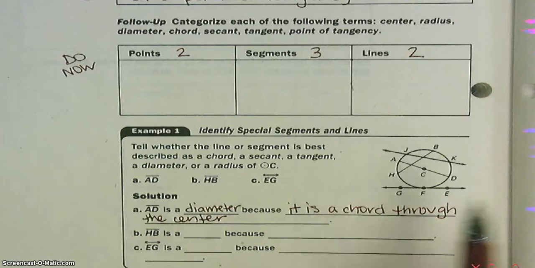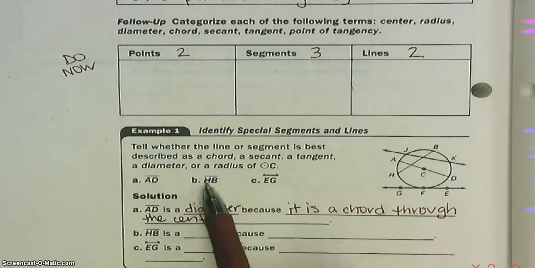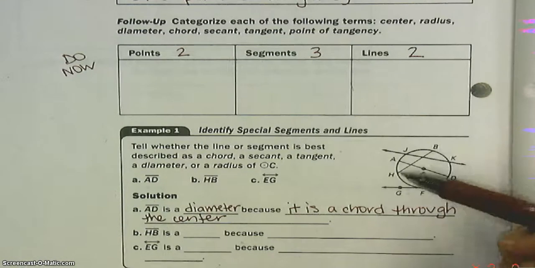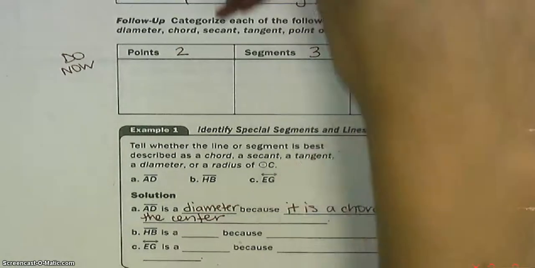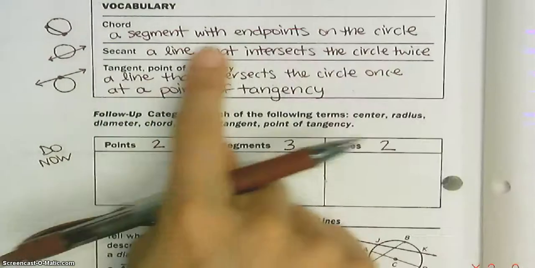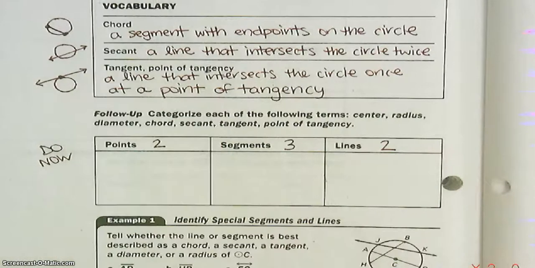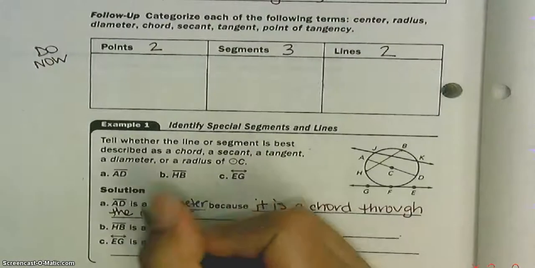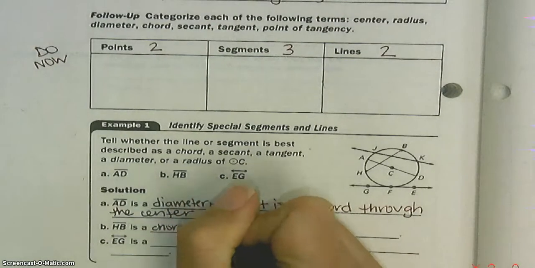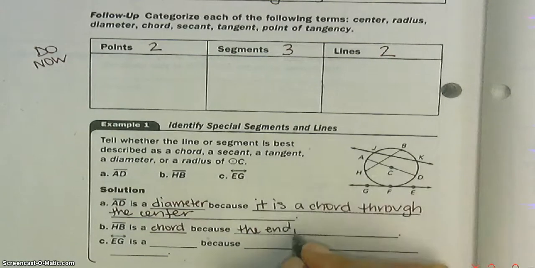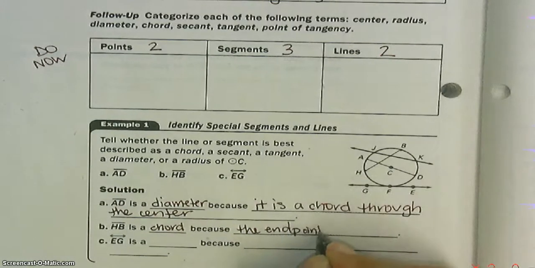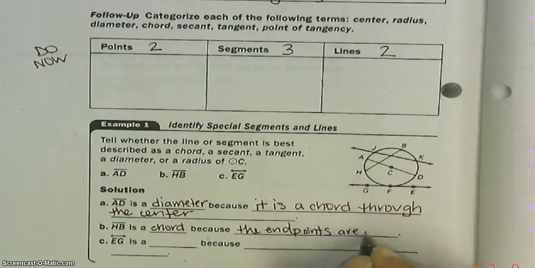The next, HB. Well, HB, notice that's a segment again. It's a segment and its endpoints are on the circle. You go back up here, a segment with endpoints on the circle, that's a chord. It is a chord because the endpoints are on the circle.